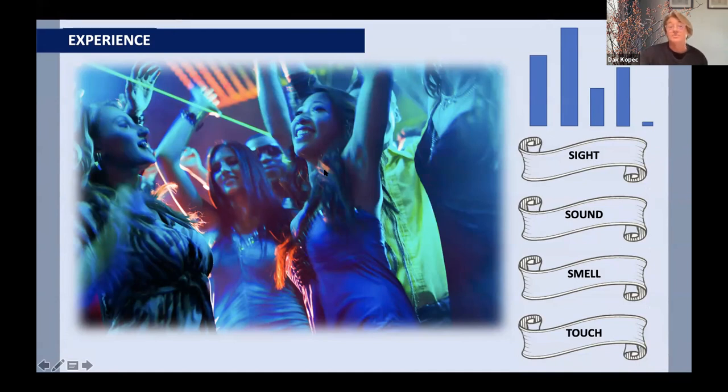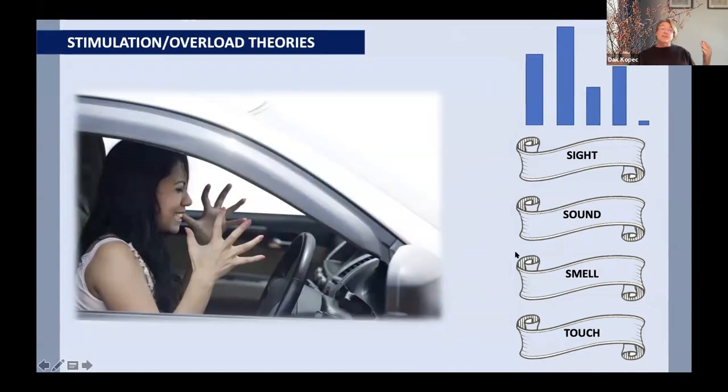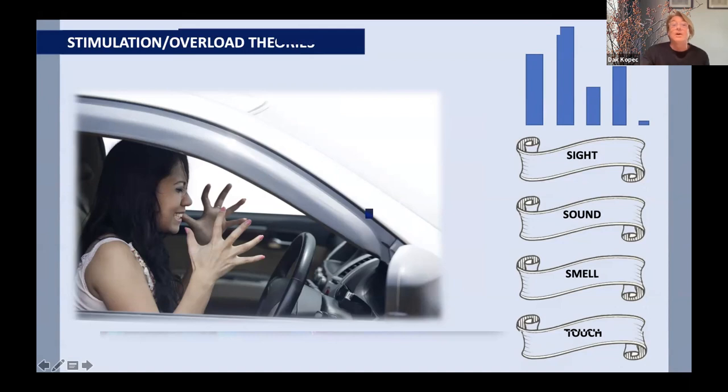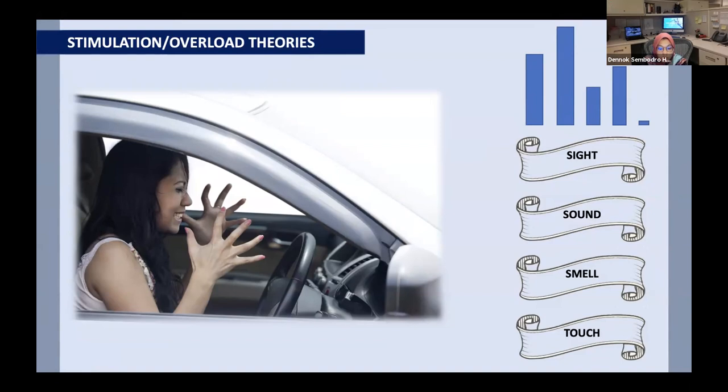It meets expectations, because when it meets expectations, then we're going to have the experience and the positive memories. But then you take a look at a situation like this, where a person is in their automobile and they're feeling overstimulated or very frustrated. And this is where stimulation and overload theories come into play, because clearly in this type of environment, we can tolerate a whole lot more. This one, a lot less, and it's going to be even less, theoretically, in a library.